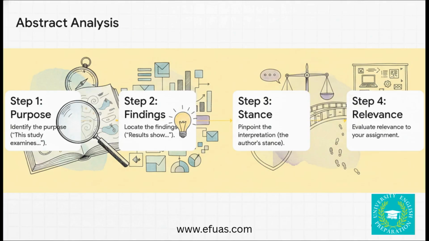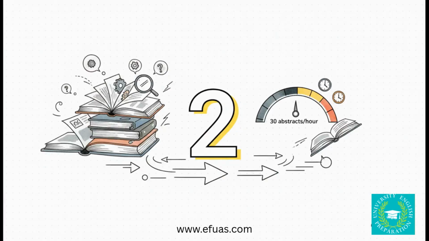Run every abstract through that filter. And here's the best part. Once you get the hang of this, the whole process should take you less than 2 minutes an abstract. Think about that for a second. You could get through 30 potential sources in an hour, instead of spending that whole hour reading just 1 or 2.